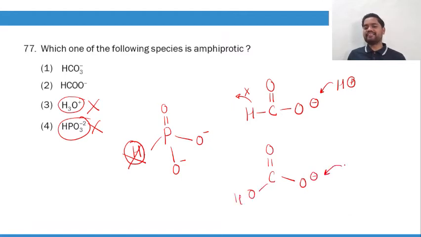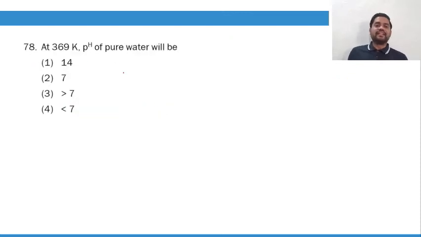It can accept one H plus ion, and as a matter of fact it can donate one H plus ion as well. So it can get converted to CO3 2 minus, or it can get converted to H2CO3. That means it can accept and donate a proton. So 2, 3 are out of scope, 2, 3, 4 are out of scope, and the right option has to be 1. Okay. 77 1.